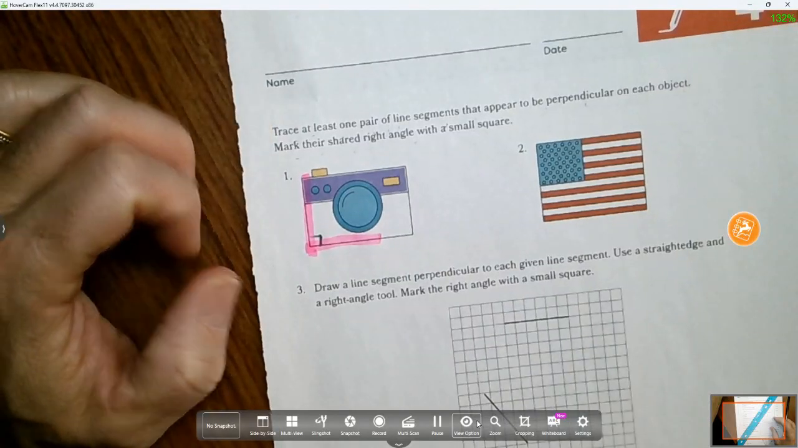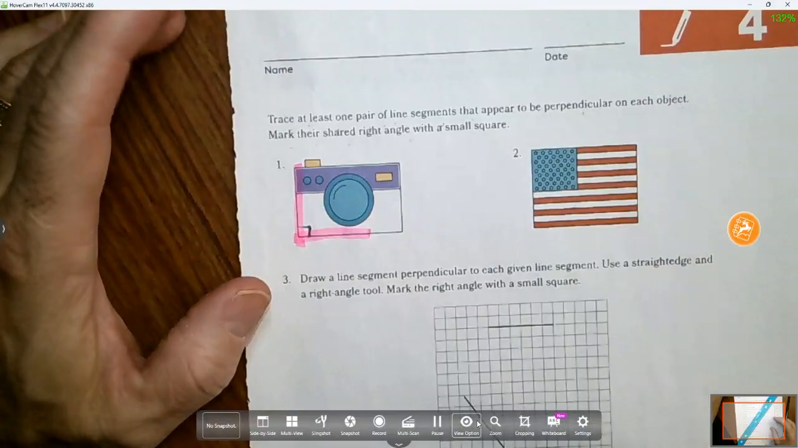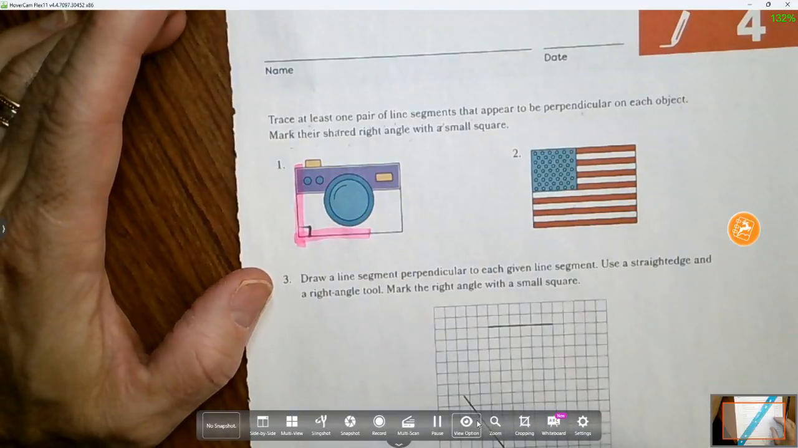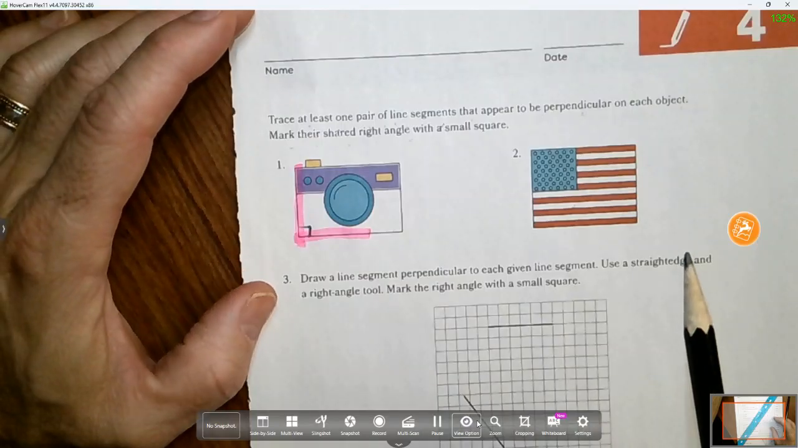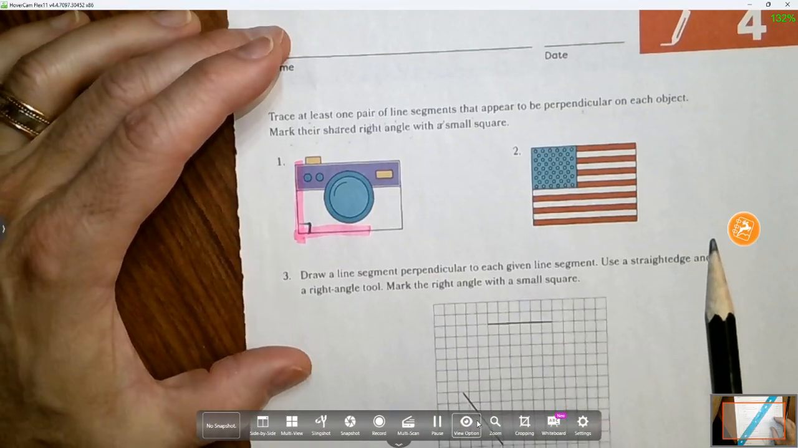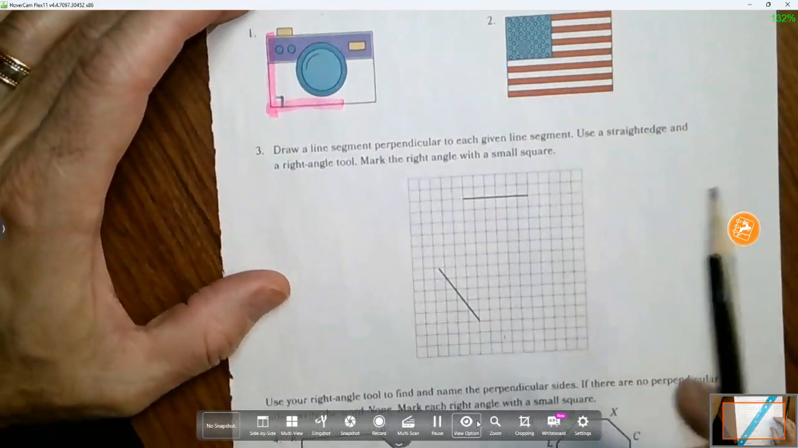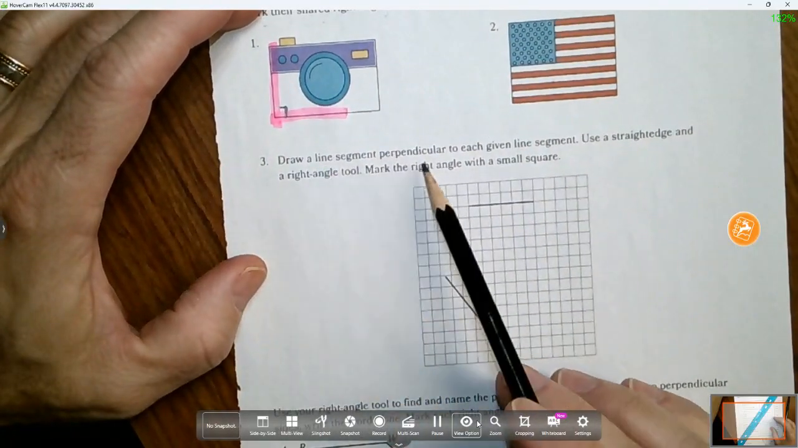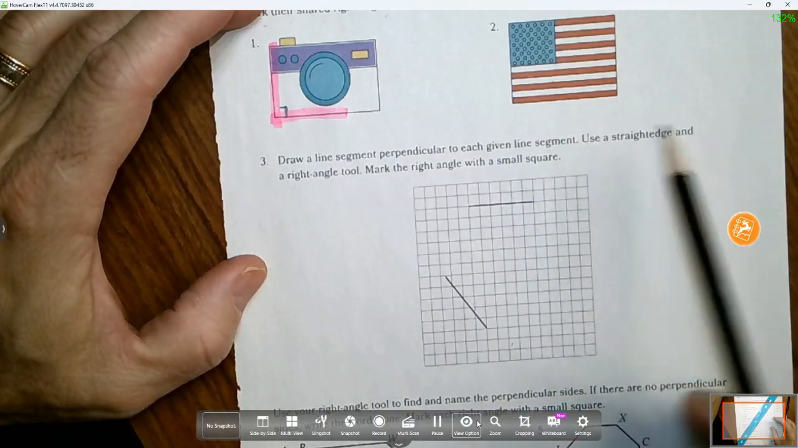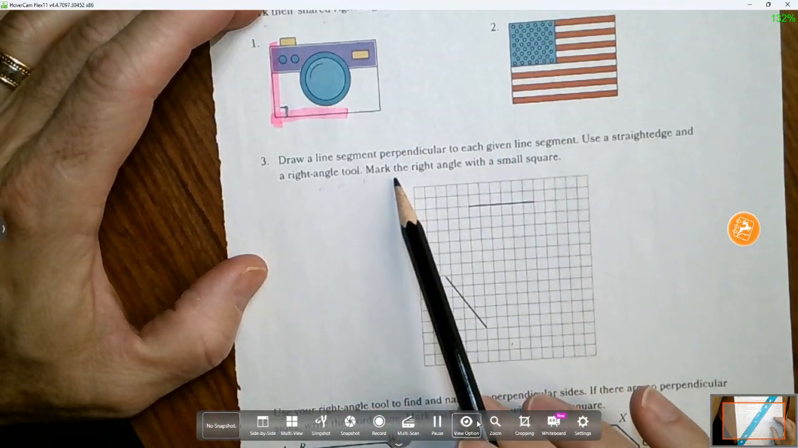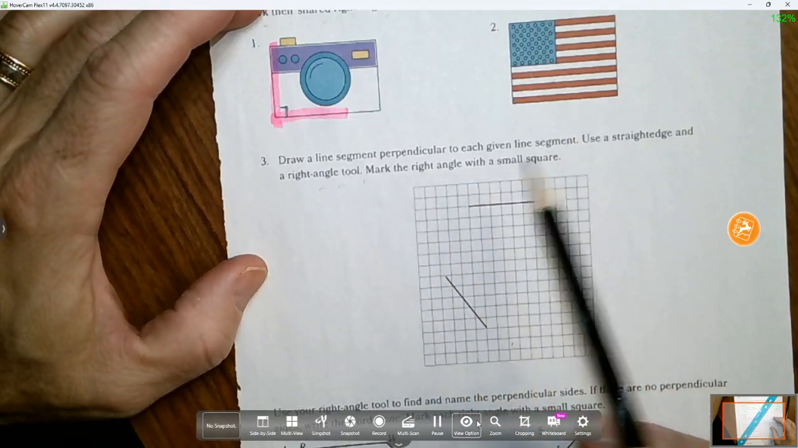All right. On this side, you can just about do the same thing. You have four corners, so that means you have 4 points where the line segments intersect. Number 3 says, draw a line segment perpendicular to each given line segment. Use a straight edge and a right angle tool. Mark the right angle with a small square.